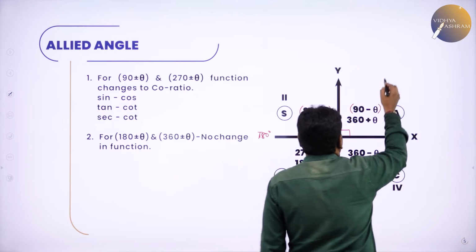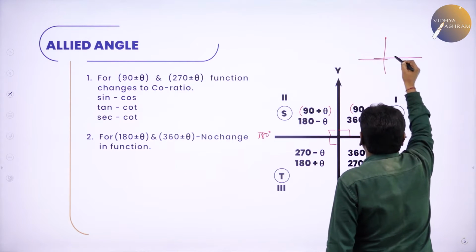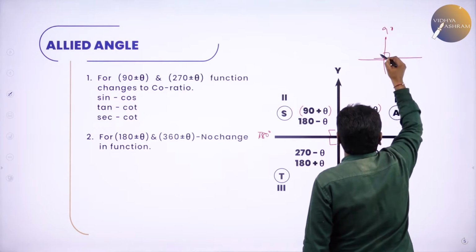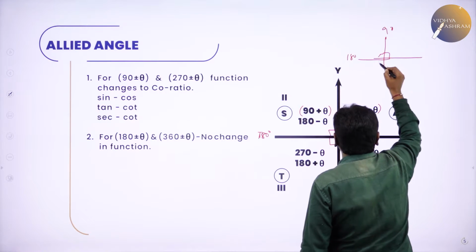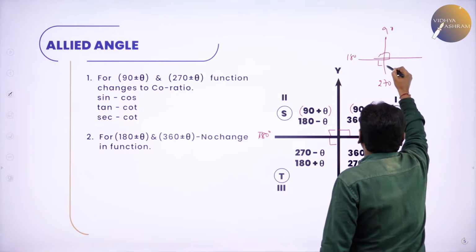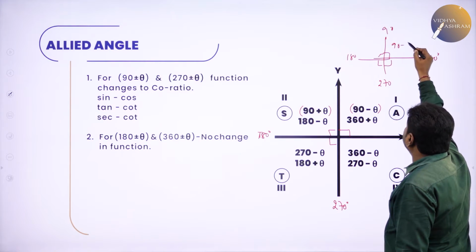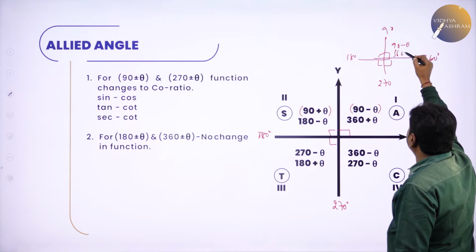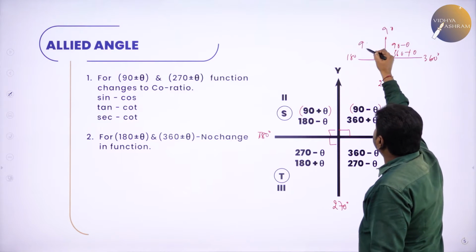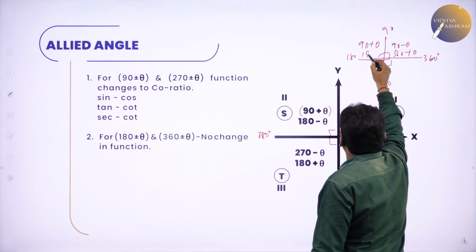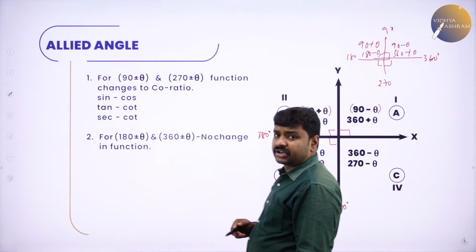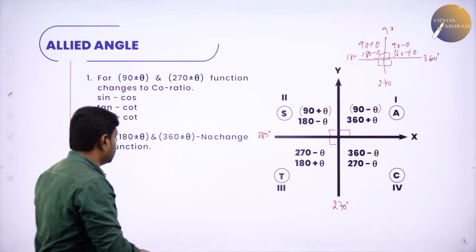See here, we have just 4 quadrants. From here to here we have a perpendicular. This is 90. Another 90 if you add, this will become 180. Another 90 if you add, it will become 270. Another 90 if you add, it will become 360. So before this is 90 minus theta. After this is 360 plus theta. After this is 90 plus theta. And before this is 180 minus theta. I hope all of you understood how to divide and write the angles.